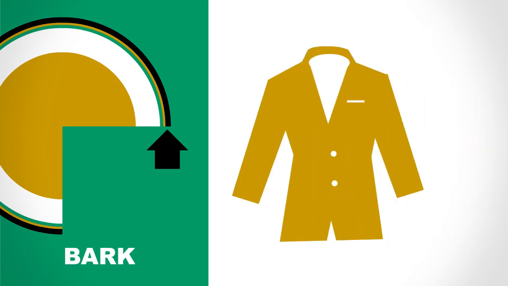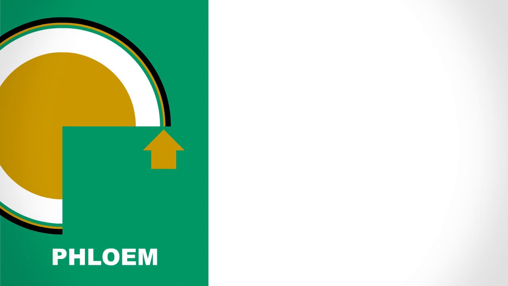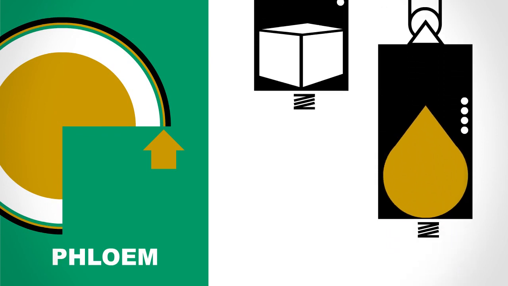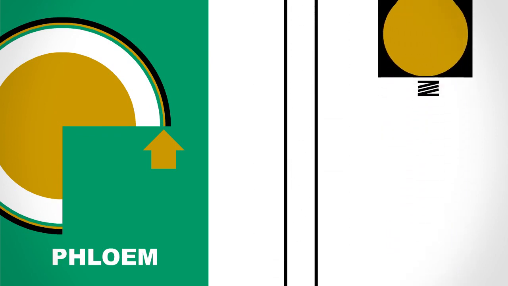A typical tree has 5 layers in its trunk. First, the bark. The bark is like a protective jacket for the tree. Under the bark is the phloem. Gesundheit. This is also known as the inner bark. It transports sap and sugars from the needles and leaves to nourish the rest of the tree.